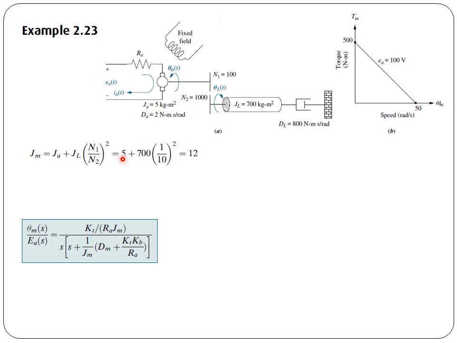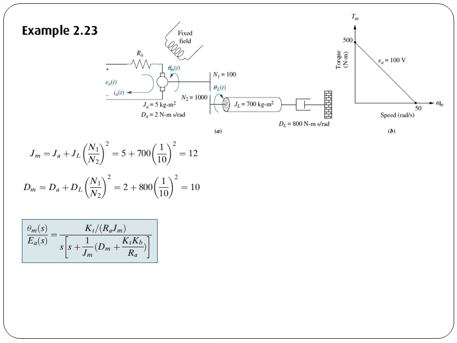At first, Jm. We can find Jm easily by combining this Ja with this 700, but we must transfer this inertia to the left side by this ratio, that is 100 by 1000, which is 1 by 10 whole square. So by converting this inertia and combining it with the left side, we can find the equivalent Jm. Similarly, you can find Dm.